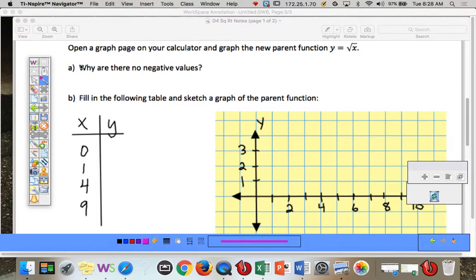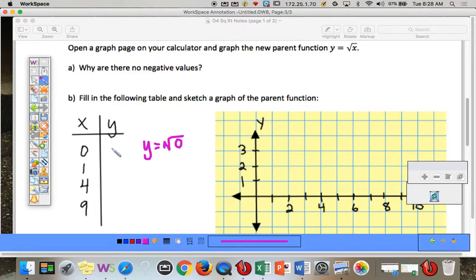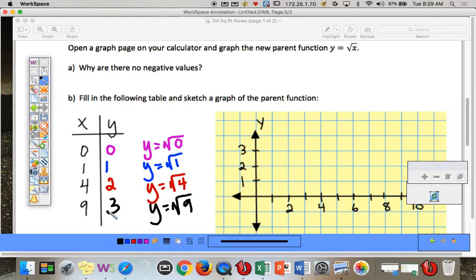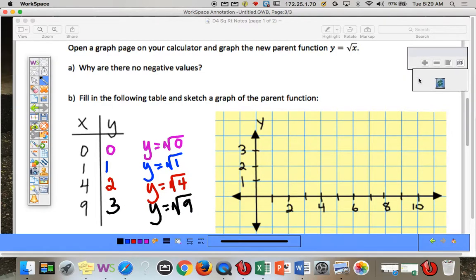All right, let's go back to A. Let's fill in the table first. If we have y equals the square root of 0, that's just 0. For our next value, we have y equals the square root of 1. That's 1. For y equals the square root of 4, that's 2. And y equals the square root of 9, that's 3. So if we graph that right here, we have (0, 0), (1, 1), (4, 2), and (9, 3). So here is our function graphed.